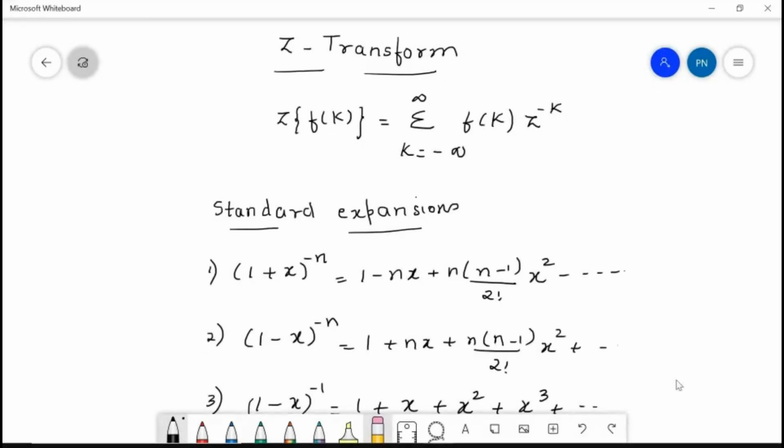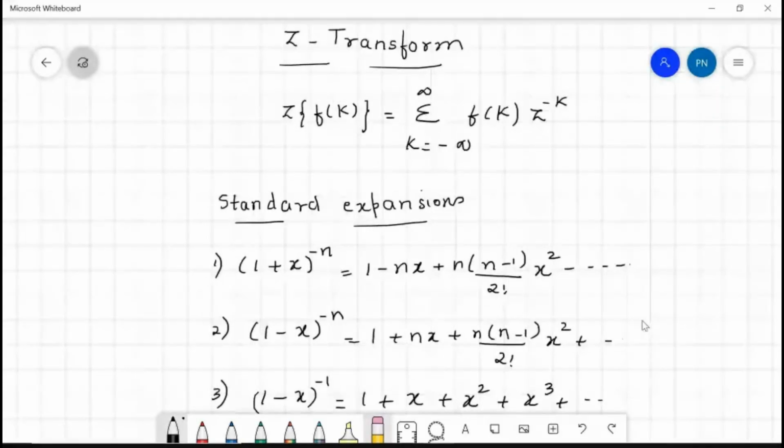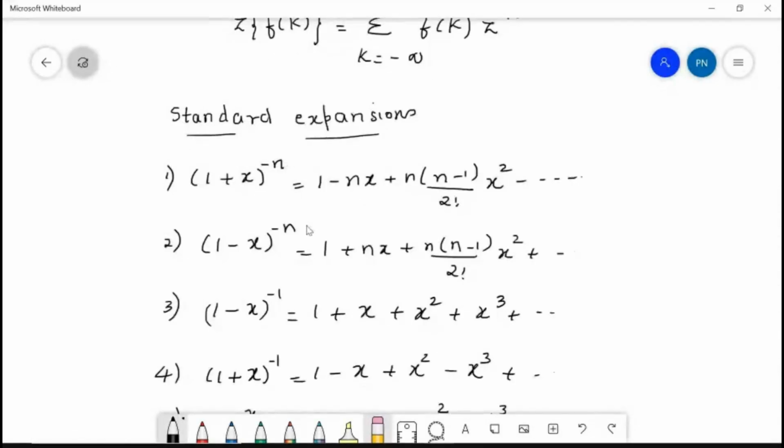Just tell me when you finish writing all these expansions, I will start with the problems. First 4 and the last one are based on the binomial expansion. 1 plus x raised to minus n, 1 minus x raised to minus n, 1 minus x raised to minus 1, 1 plus x raised to minus 1, and the last one I've given is 1 plus x raised to minus 2. And then we have e raised to x, sin x, cos x, log 1 plus x, and log 1 minus x.